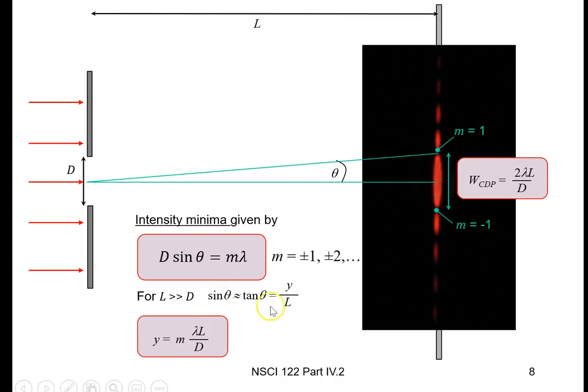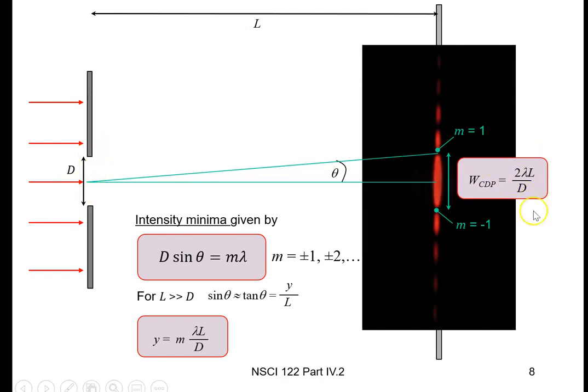And you can do what's called a small angle approximation. Again, you don't have to worry about that, but what you can show is that the distance between the m equal 1 and m equal minus 1 intensity zeros, that again defines the width of the CDP. You get this formula. This is what I wanted to show you. W equals 2 times the wavelength times this distance L over the width of the slit D.